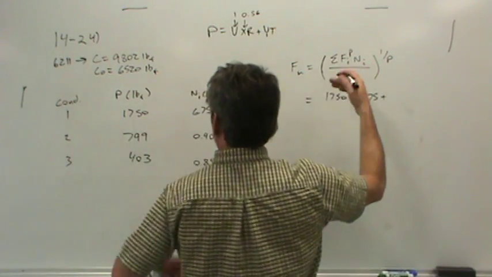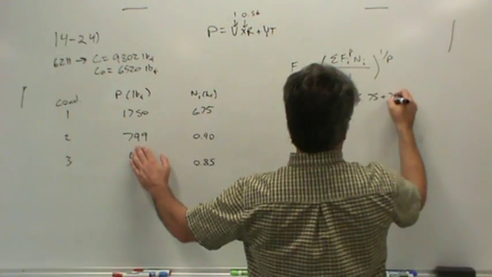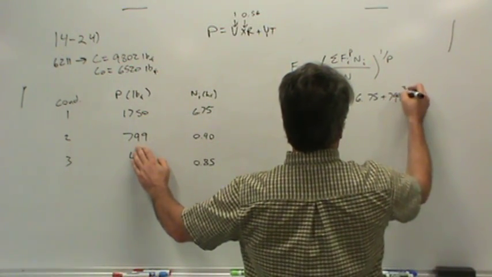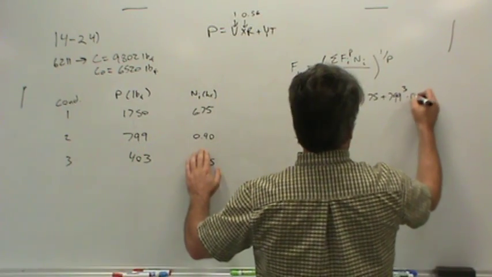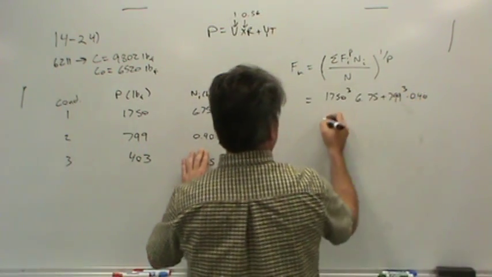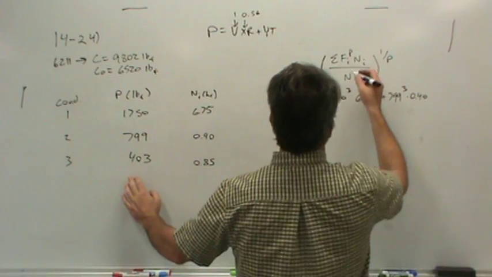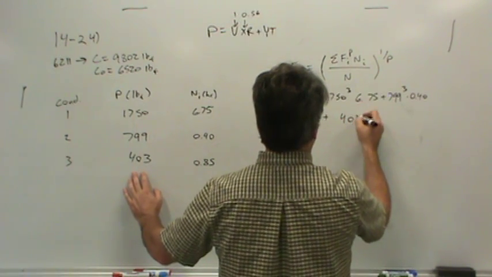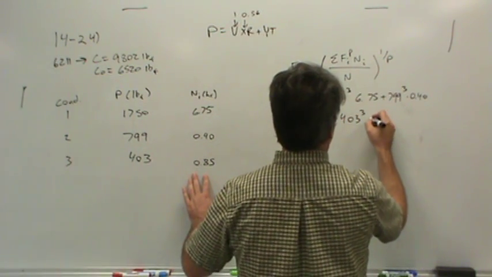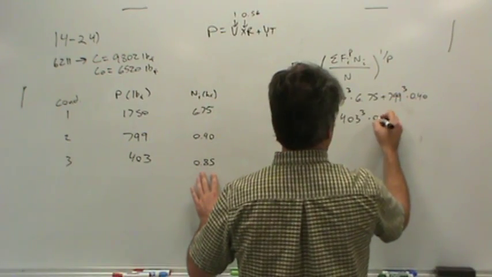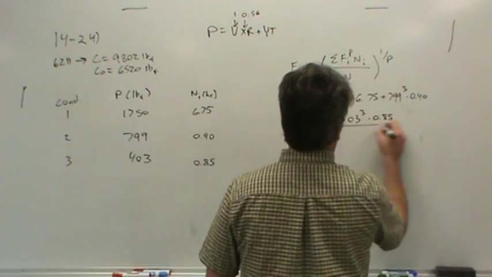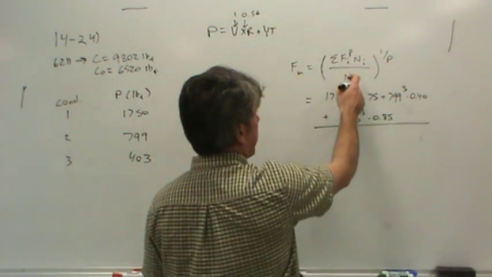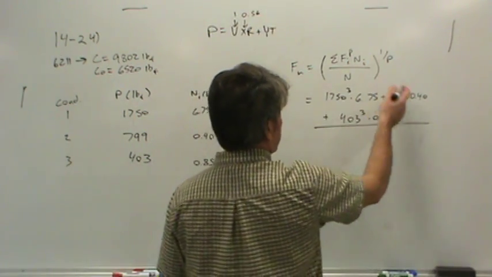So we're summing, so we have to continue over the conditions. 799 to the power of 3 multiplied by 0.40. I'm out of space on the video, so let me add the next load, 403 to the third power, multiplied by 0.85. And all of this then is divided by, going for the denominator here, the sum of all these hours.